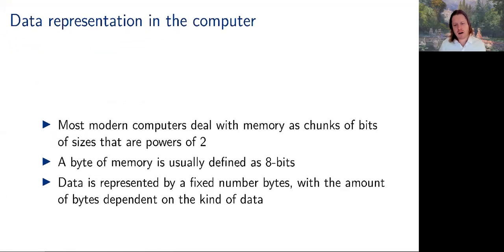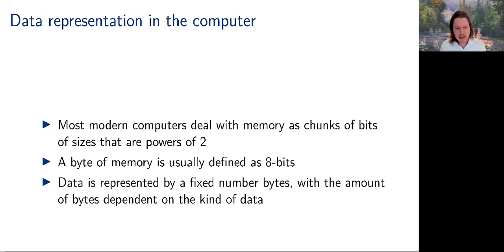Recall that most modern computers deal with memory as chunks of bits of sizes that are powers of 2. A byte of memory, you've probably heard this terminology, is usually defined as 8 bits, so a sequence of 8 binary digits, ones and zeros together. That will be called a byte of memory. Data is going to be represented by a fixed number of bytes, with the amount of bytes dependent on the kind of data or underlying data structure.